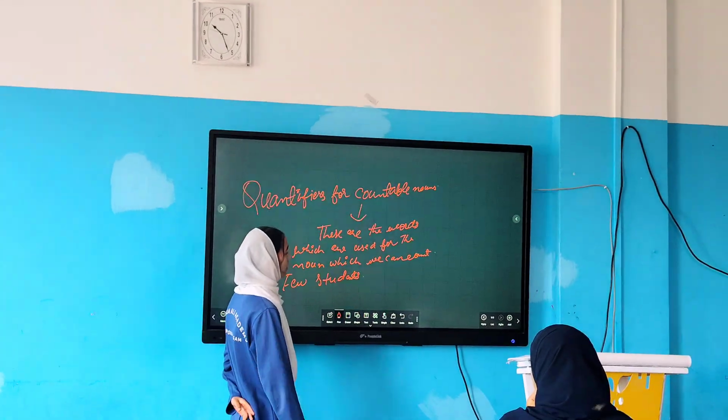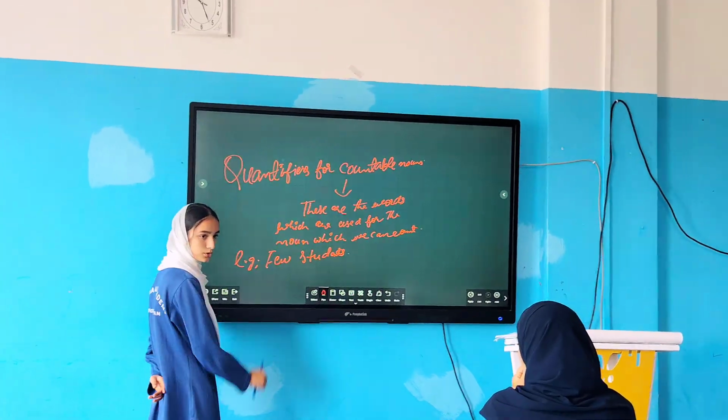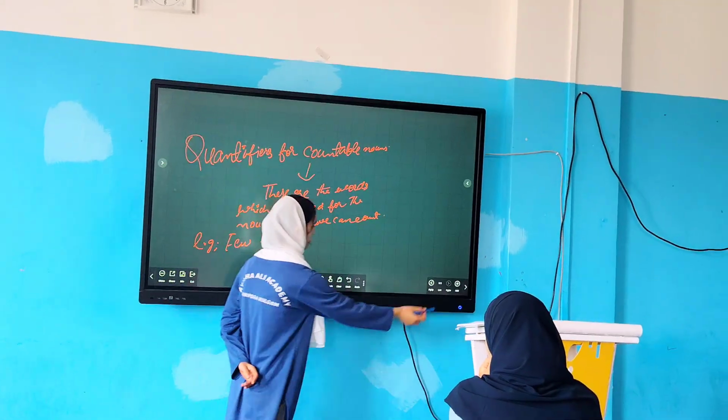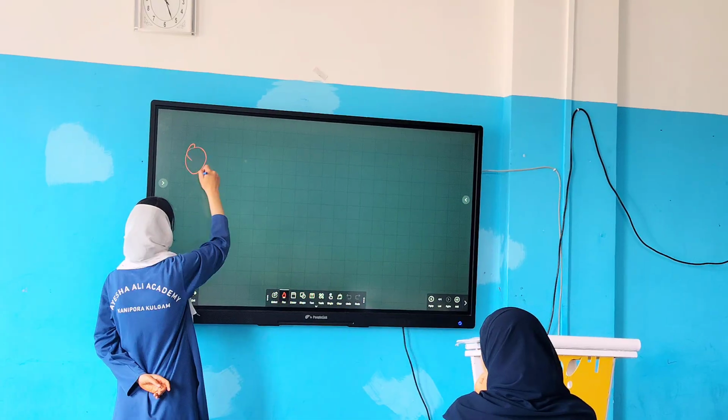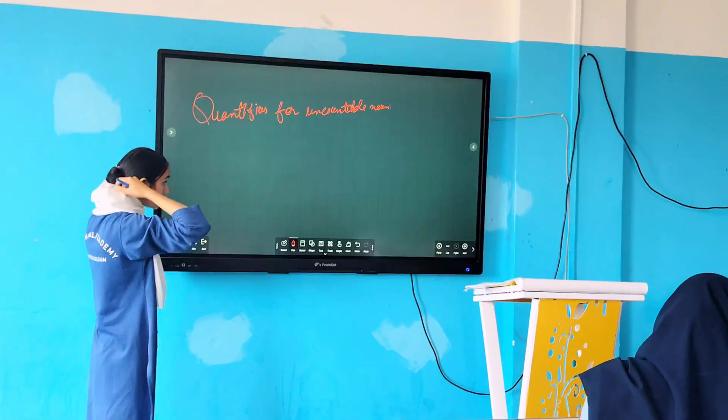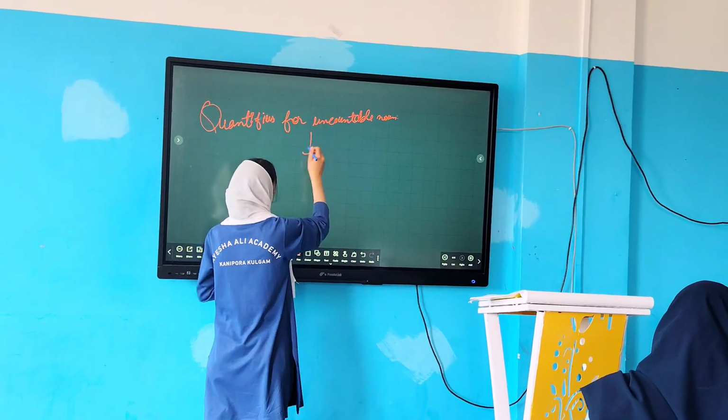Nouns which we can count. For example, few students. Then quantifiers for uncountable nouns. These are the words.